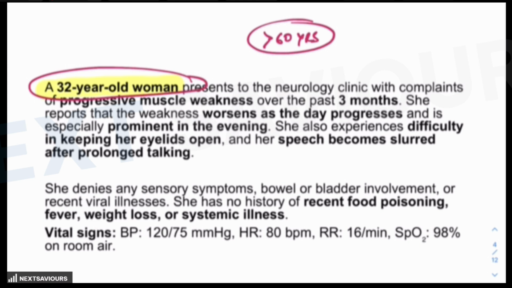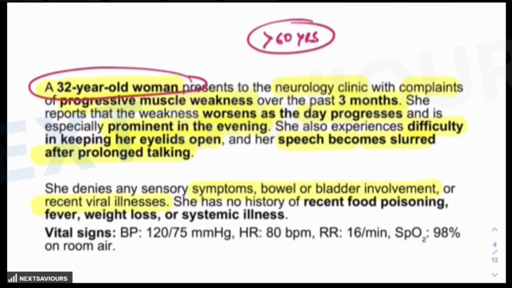She presents to the neurology clinic with a complaint of progressive muscle weakness over the past 3 months. She reports that the weakness worsens as the day progresses and is especially prominent in the evening. When you see these kinds of lines, because you have gone through such questions many times, by the time you reach this line the diagnosis is already over. But we are here to discuss the differential diagnosis and the key distinguishing features between them. She also experiences difficulty keeping her eyelids open, and her speech becomes slurred after prolonged talking. She denies any sensory symptoms, bowel or bladder involvement, or recent viral illnesses.